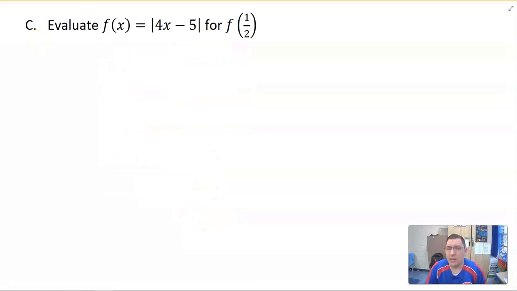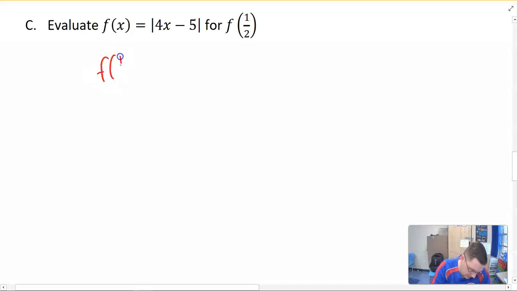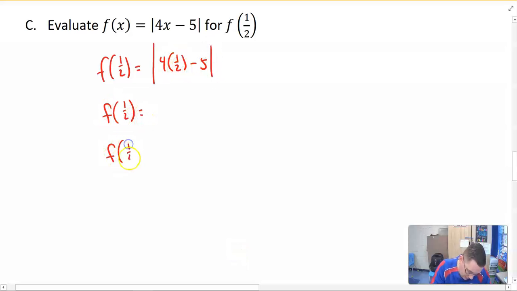Okay. Example C here. We've got f of x is equal to, what do those vertical bars mean? Remember, absolute value, right? So we'll talk about how we get out of this in a second. The absolute value of 4x minus 5, for f of 1/2. So again, f of 1/2. Everywhere I see the x, I replace it with 1/2. And so I'm going to bring that f of 1/2 down onto all the lines. Because remember, we're not going to touch it, we're not going to move it.